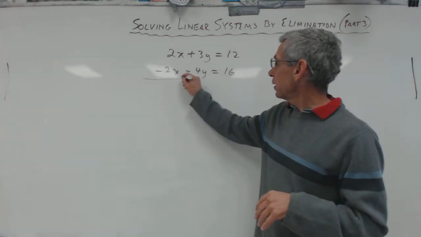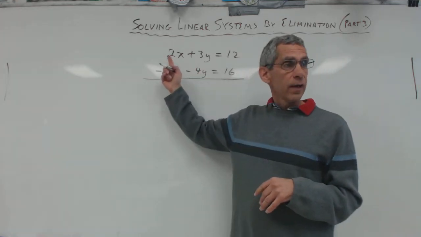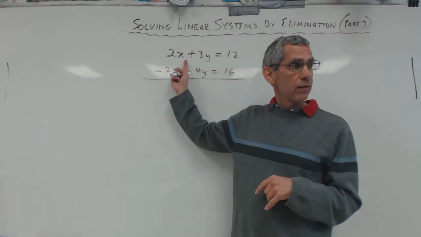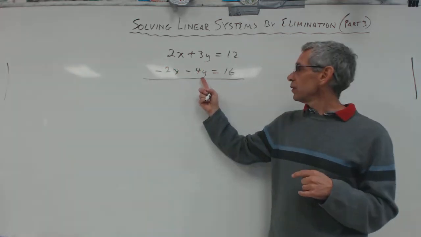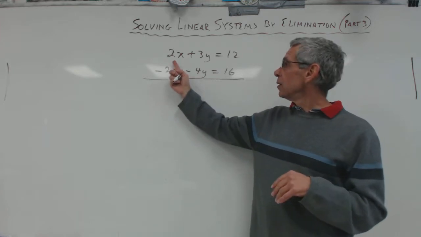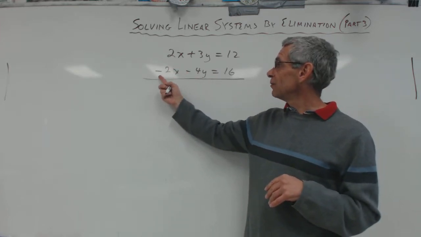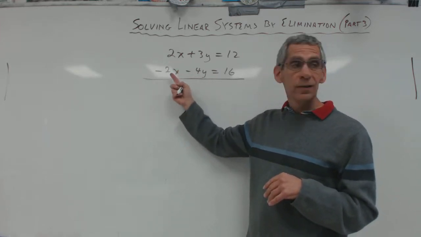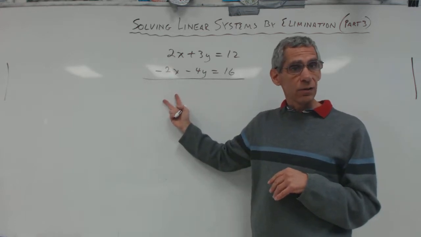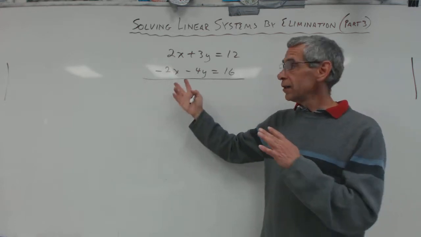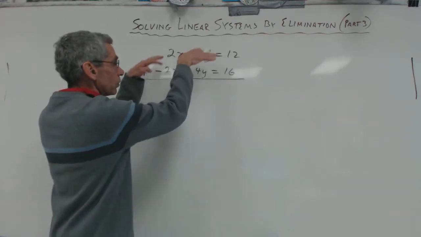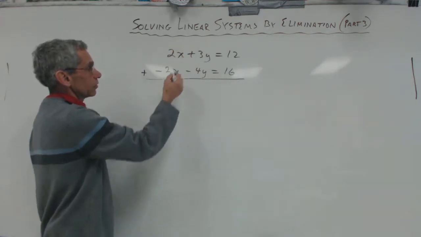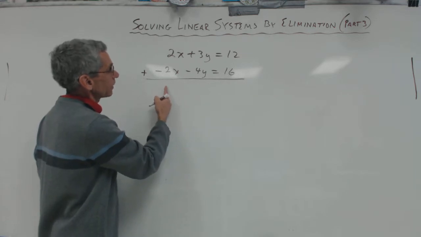All right, so look, I'm looking for the number in front of the variables, right? In front of the y's, I got a 3 and a negative 4, so that's not going to work. But I got 2 and a negative 2, so 2x and negative 2x, if I add those together, it comes out to 0, right? So this one is all set up. I can just immediately add these two equations together. The x's cross out.